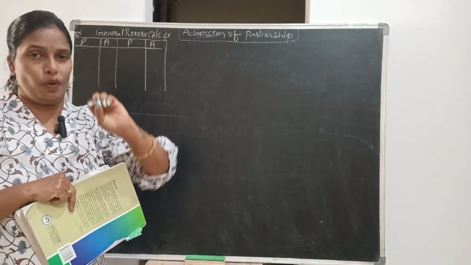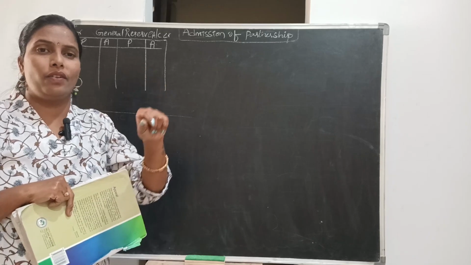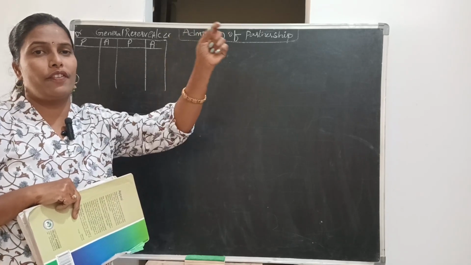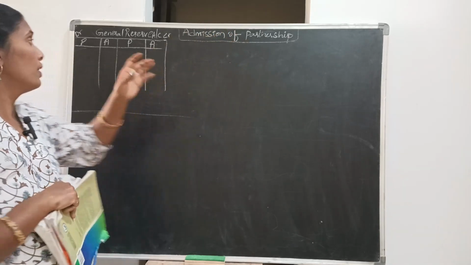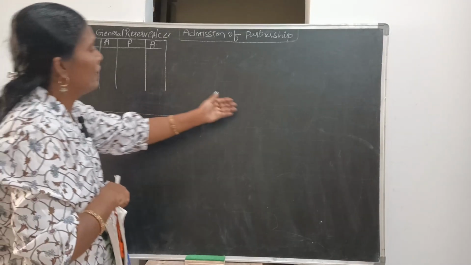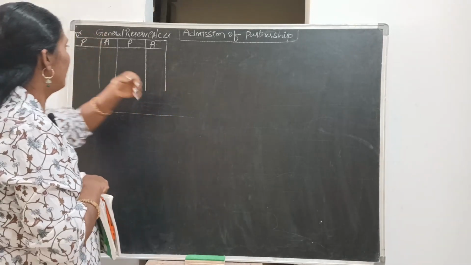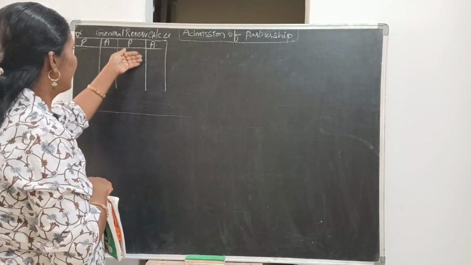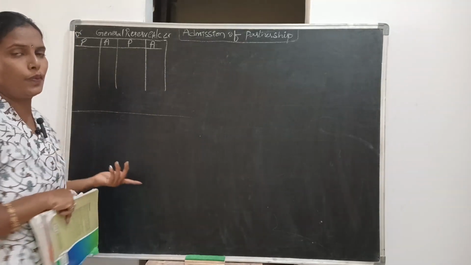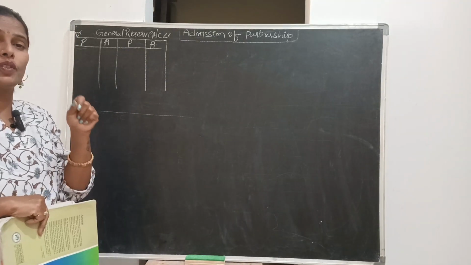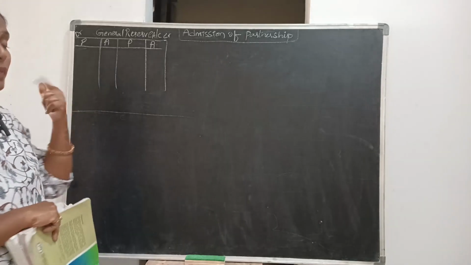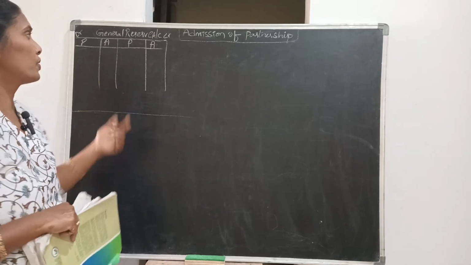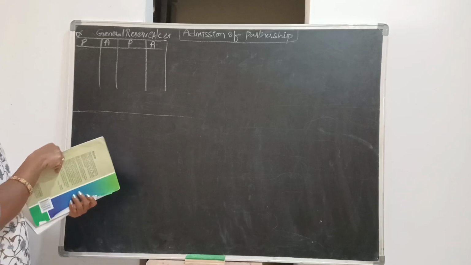Whenever you want to post any transaction from one account to another account, if it is on this side, post it on the opposite side. Left side means right side, right side means left side, you need to post. Otherwise, go through the journal entry, remind yourself of the journal entry, and post general reserve.